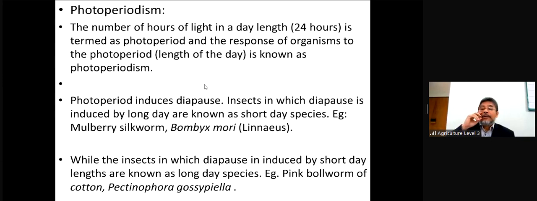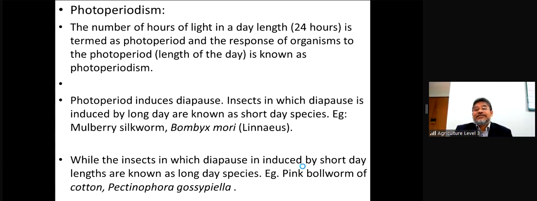Similarly, long day species is when the insect in which the diapause is induced by short day length. When short day length creates diapause, that insect is called the long day species. So which ones do we call long day species? Those that can go into diapause because of short day length, that type of insect will be known as the long day species. So long day species and short day species are known.